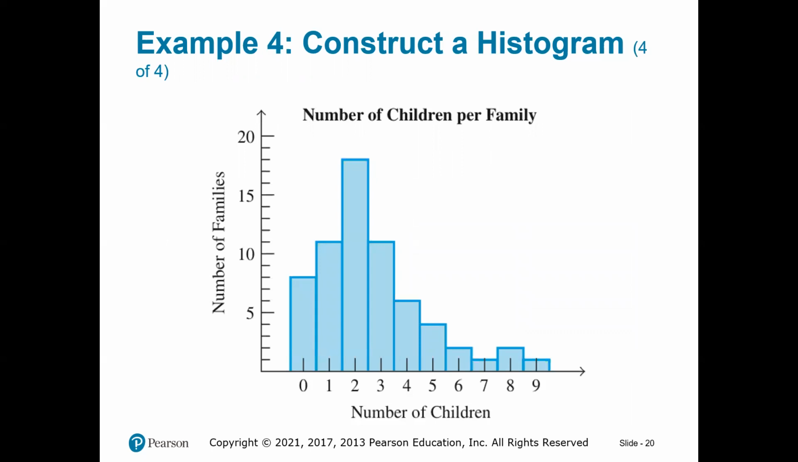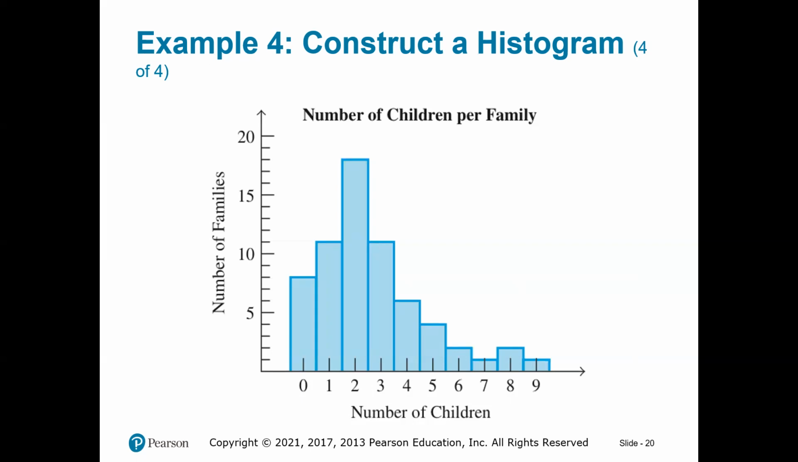So how many families have no kids? It's 8, right? Here is 8. How many families have 1 kid? It's 11. Now the width that you put here is up to you, really. The scale on the horizontal is irrelevant. You just make sure that every bar has the same width. So that's how it goes. And of course, this is the frequency, or the number of families that you are studying.